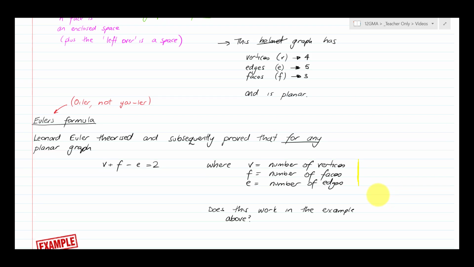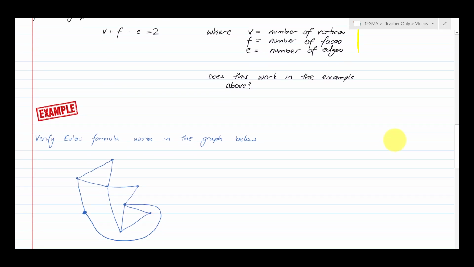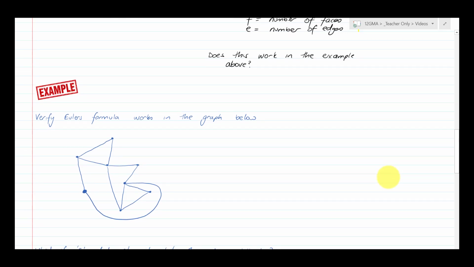Does this work in the example above? 4 and 3 make 7, so 4 plus 3, vertices plus faces, minus edges, does indeed equal 2. And it will happen every time. Let's verify Euler's formula works in this case.